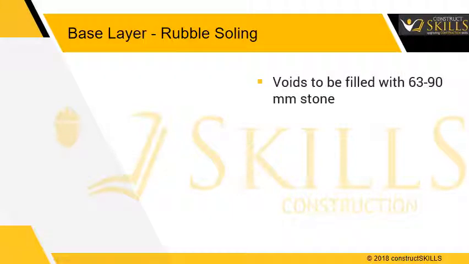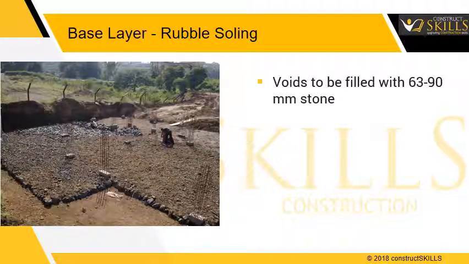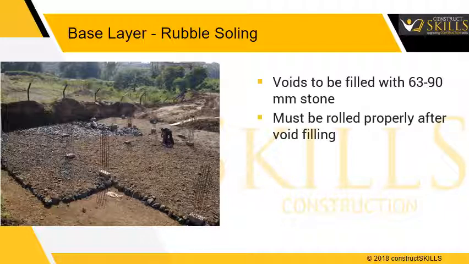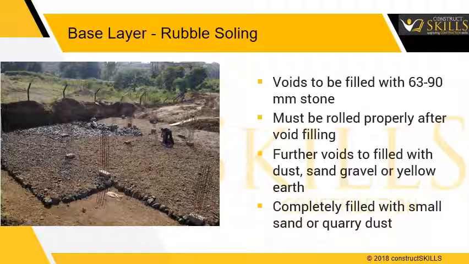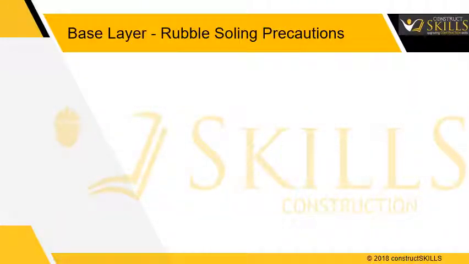Voids in the rubble soling need to be filled properly with 63 to 90 mm stone metals. It must be rolled properly after void filling. All voids are to be squeezed with smaller stones, well driven in, to be tightly packed and completely filled with small sand or quarry dust.